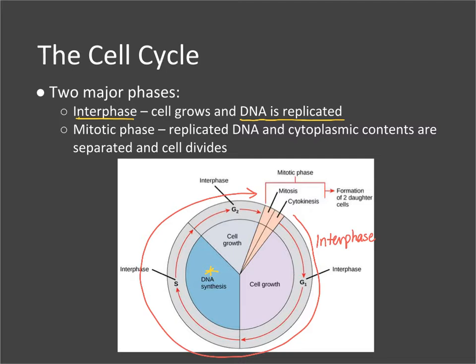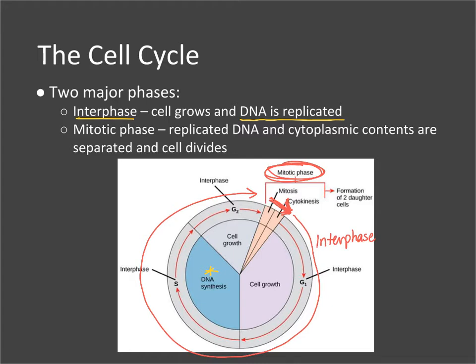The second part of the cell cycle is this mitotic phase. And the mitotic phase actually makes up a relatively small period of time in the cell cycle. So during mitosis, what happens is that the DNA that was replicated during interphase gets separated and divided into those two new cells that are being made.